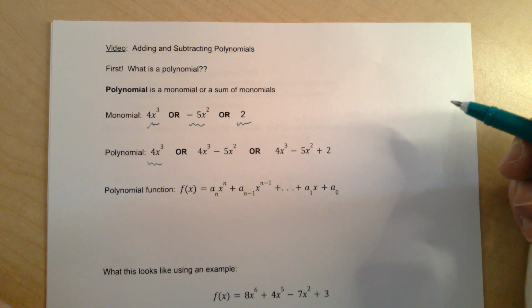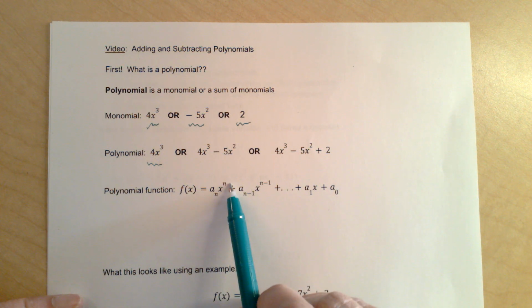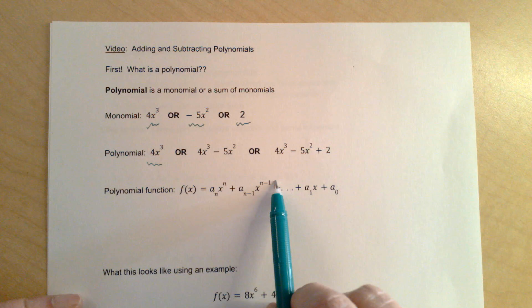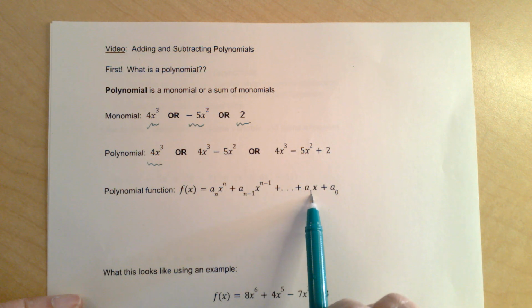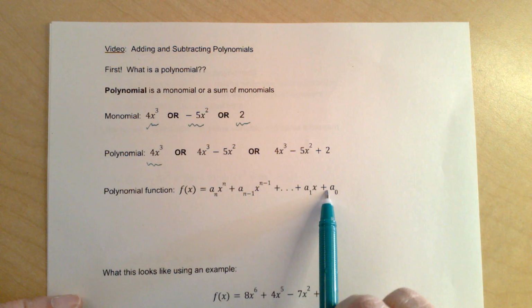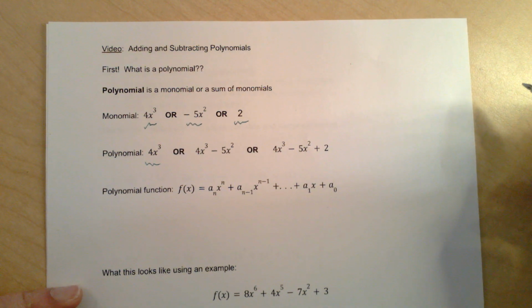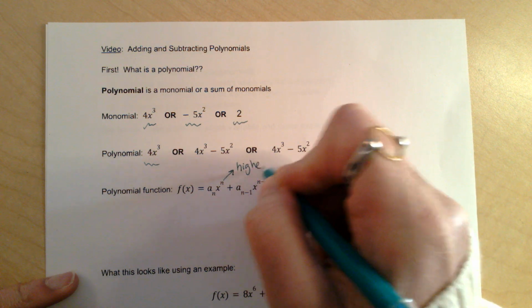What's a polynomial function? A polynomial function is f of x equals a sub n times x to the n, plus a sub n minus 1 times x to the n minus 1, plus so on and so forth, to a sub 1 times x plus a sub 0. What are all these things? Let's dive into it. So first, this n is going to be your highest exponent.